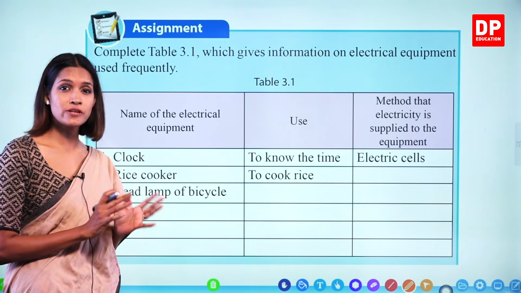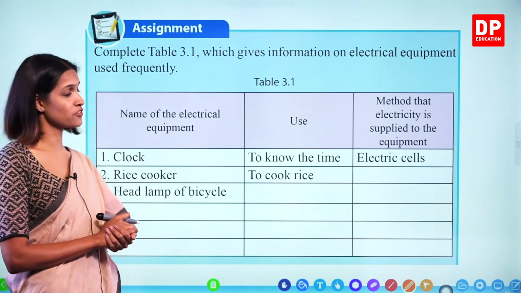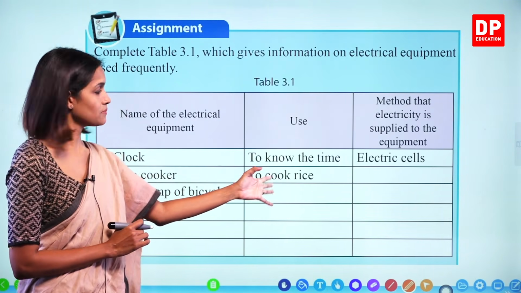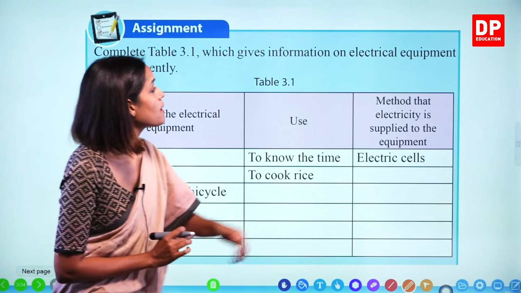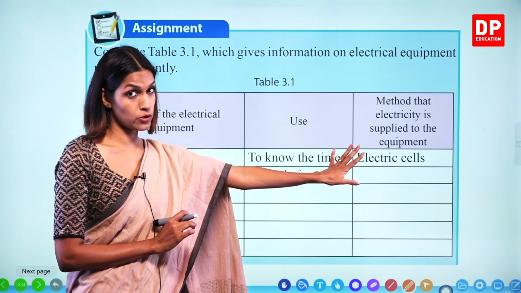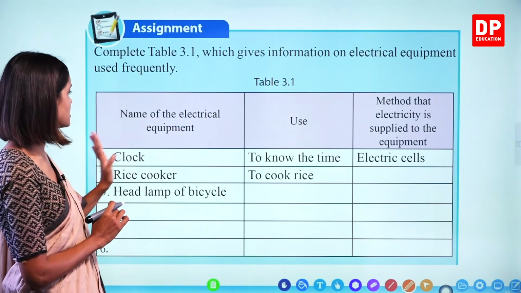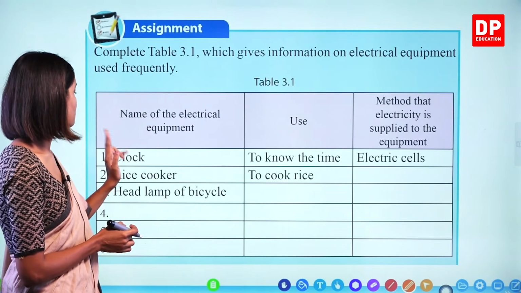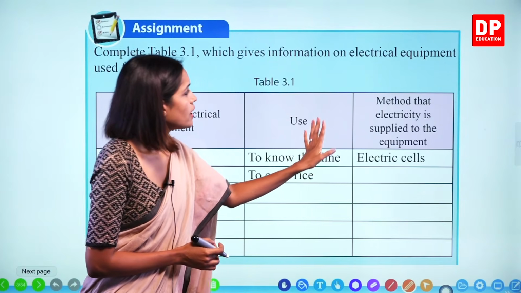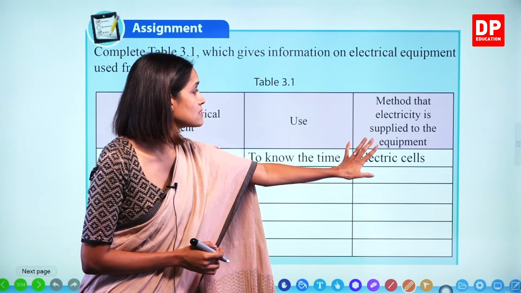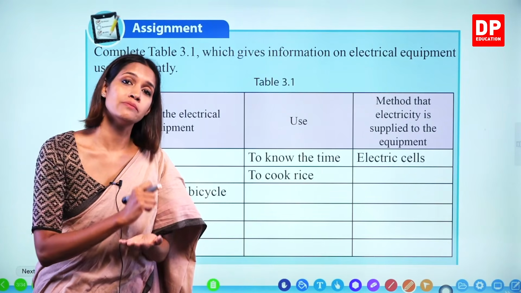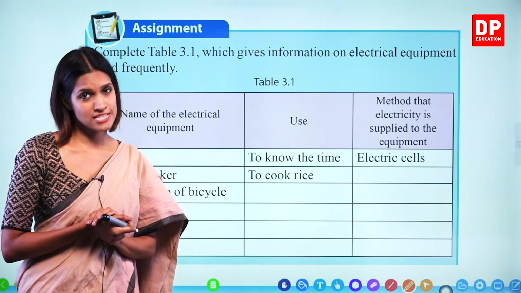There are many instruments that we use in our day-to-day life. Okay. And the second column, what is the use of that particular equipment and method that electricity is supplied to the equipment. Okay, so we will start this. The first one is given. Name of the equipment, clock. So what is the use? To know the time. And what is the method electricity is supplied? Electric cells. You all know that you have to insert maybe 2 or more electric cells.